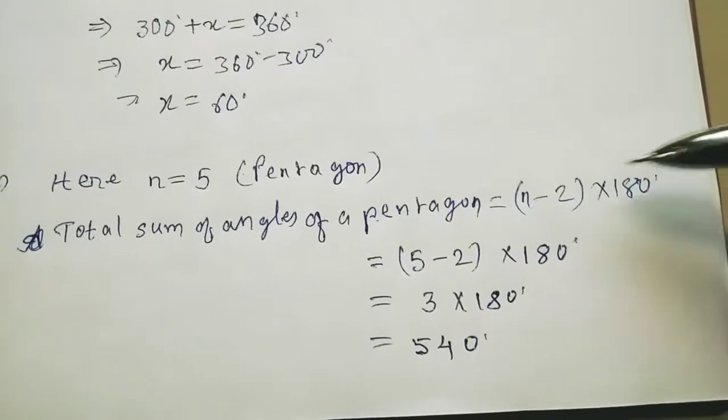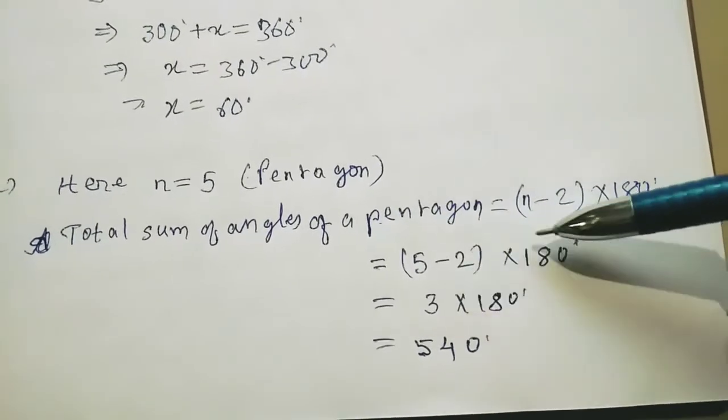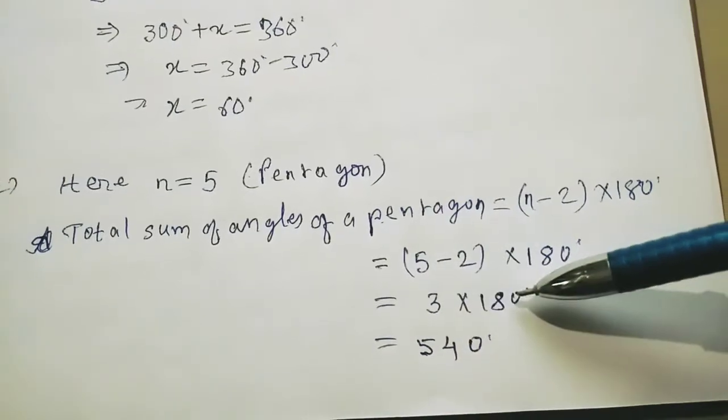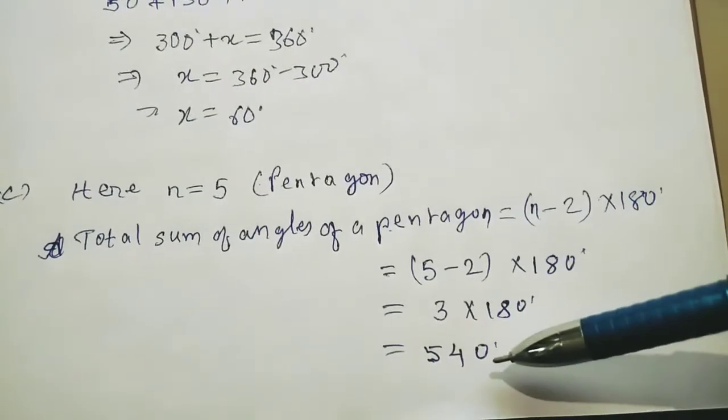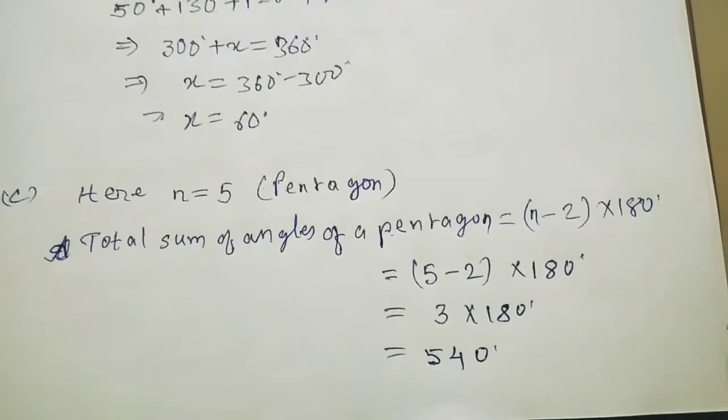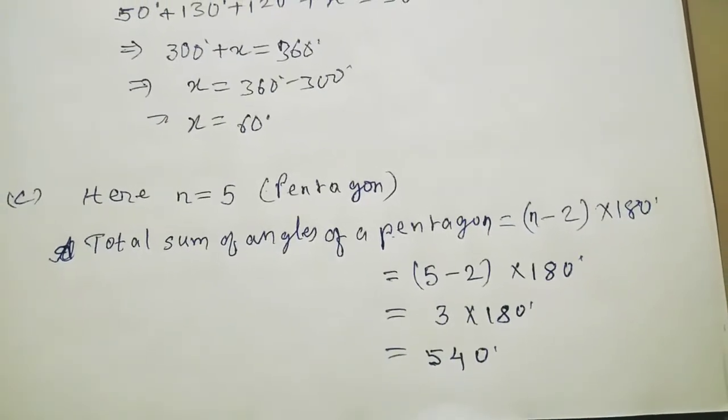(n minus 2) into 180 degrees. So n is what? 5, and n minus 2, 5 minus 2 is 3. 3 into 180 degrees is 540 degrees. So sum of all the angles of a pentagon is 540 degrees. Now we'll apply this 540 degrees in that question.